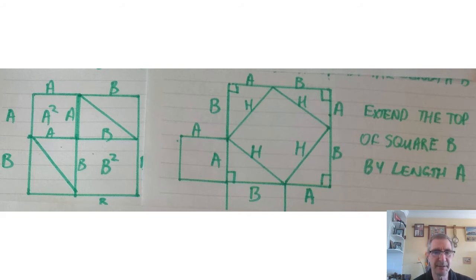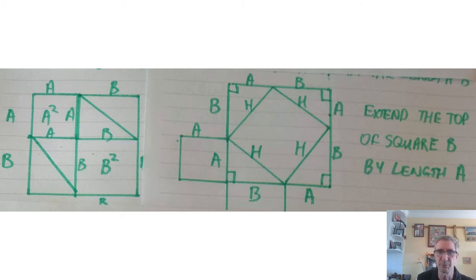Now we're going to be looking at these two squares. If you look at it the same way I do, on the left-hand side we've got a square which is A squared and a square which is B squared, and then we've got 1, 2, 3, 4 triangles. On the right-hand side, we've got a square which is A plus B all squared. We've got 4 triangles, 1, 2, 3, 4.